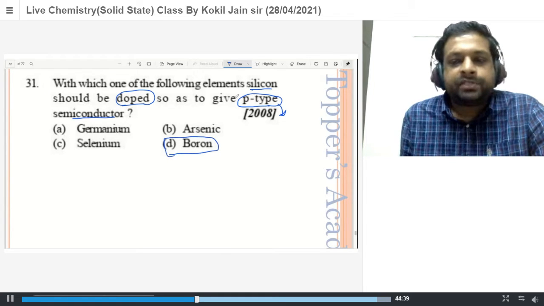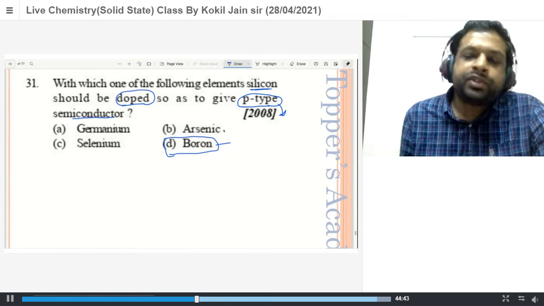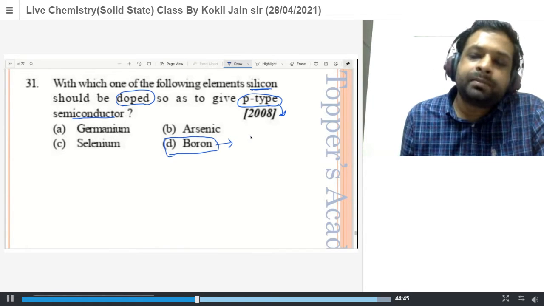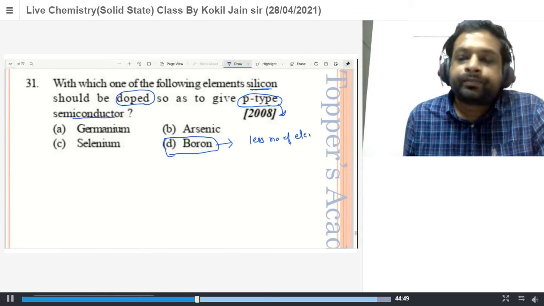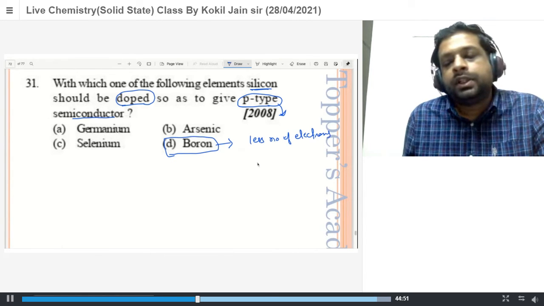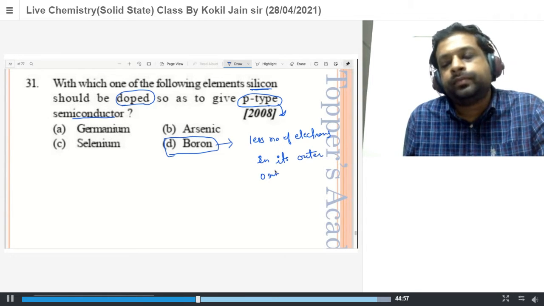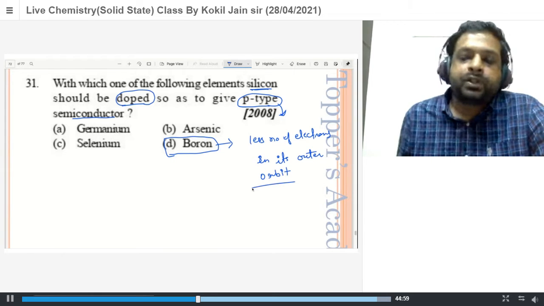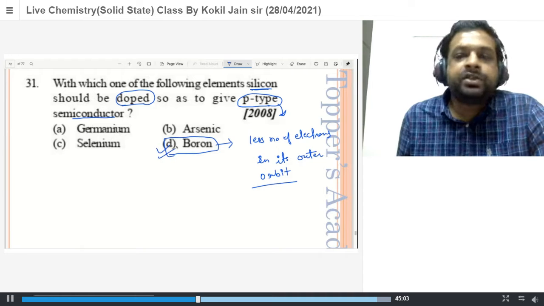If silicon is present, you have to dope it with that kind of compound which is having a smaller number of electrons in its outer orbit. Okay, this is the atom which is having fewer electrons in its outer orbit.